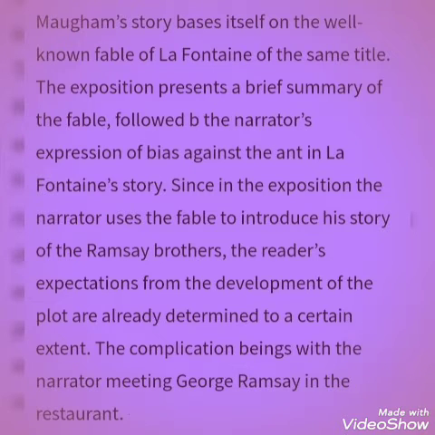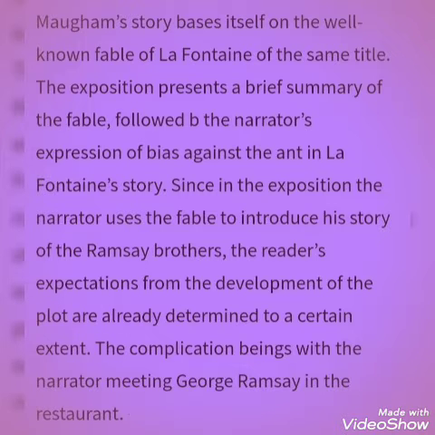Maugham's story bases itself on the well-known fable of La Fontaine of the same title. The exposition presents a brief summary of the fable, followed by the narrator's expression of bias against the ant in La Fontaine's story. Since in the exposition, the narrator uses the fable to introduce his story of the Ramsay brothers, the reader's expectations from the development of the plot are already determined to a certain extent.